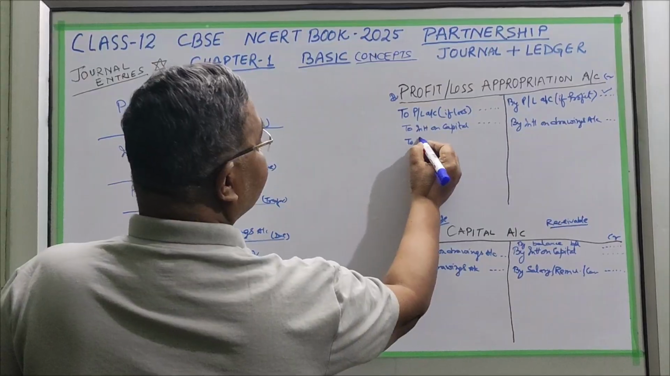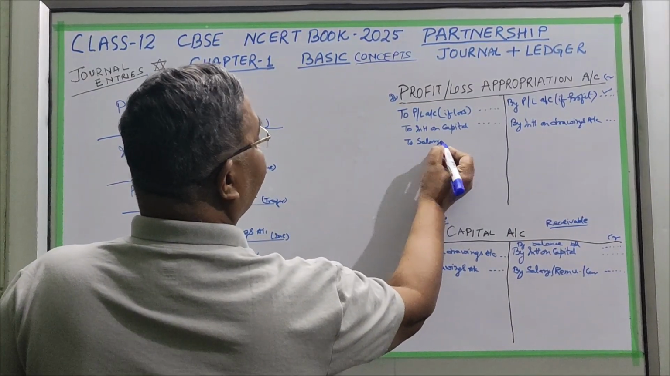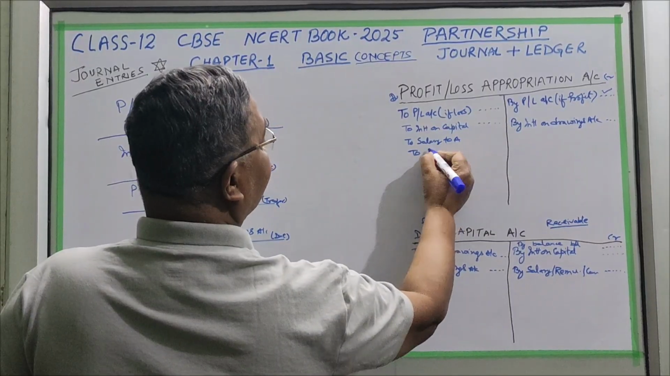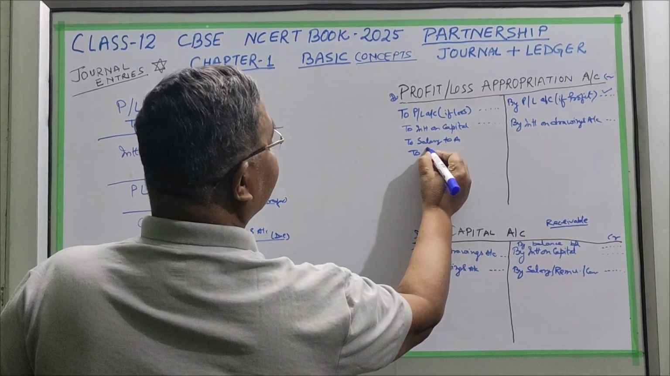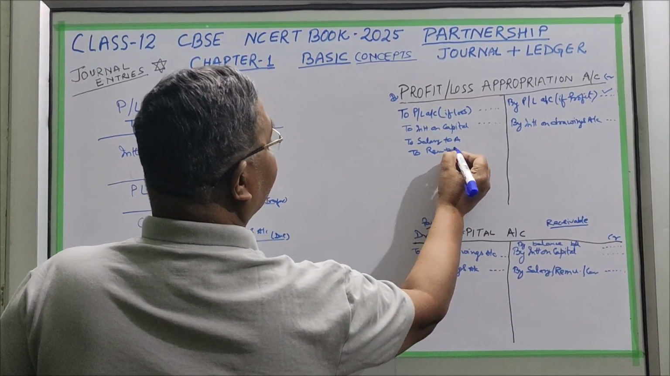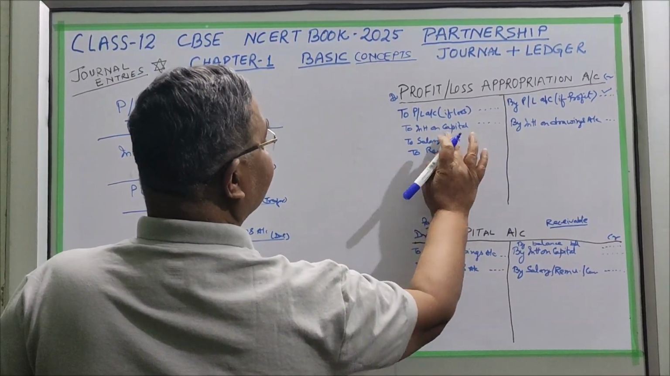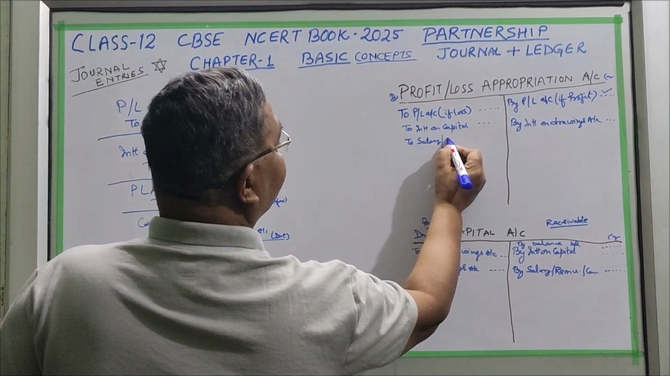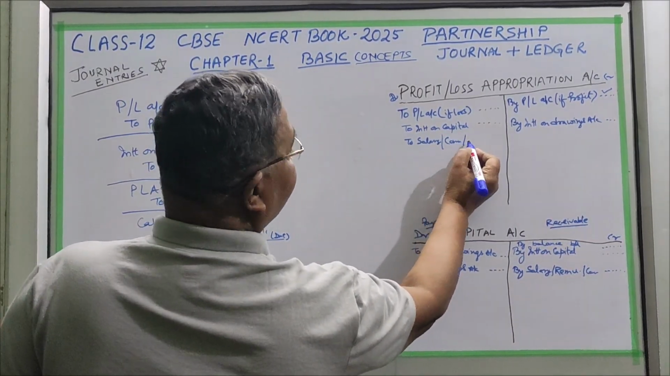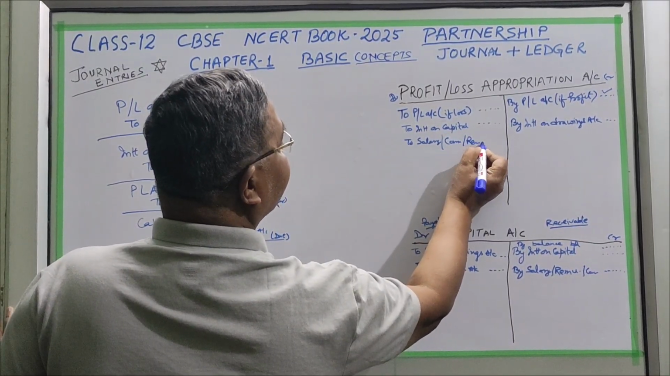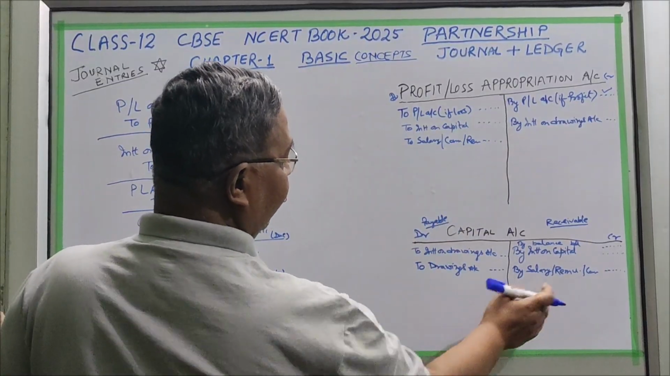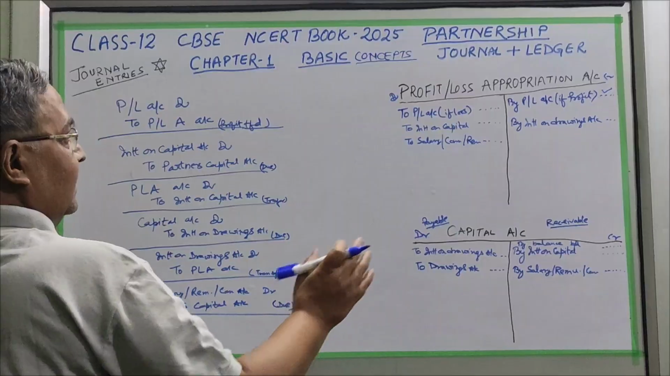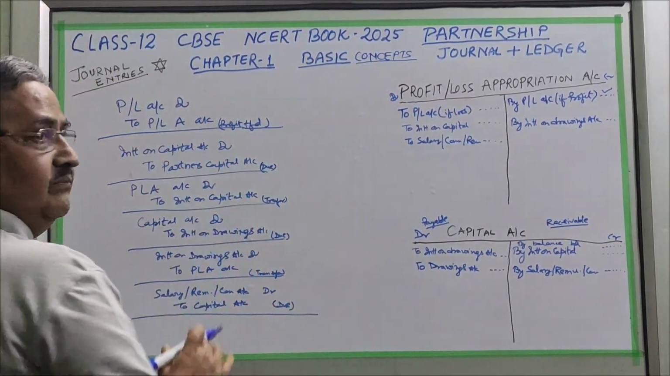It means it is an expenditure. So to salary, to A, suppose, remuneration to X. Like this we write salary, commission, remuneration, etc. It comes here. Okay. These are receivable by the partner. Okay. Here, 1 minute, here we'll rub.